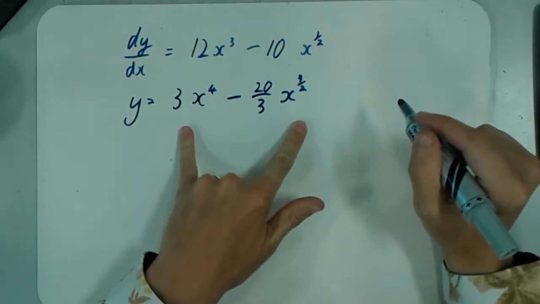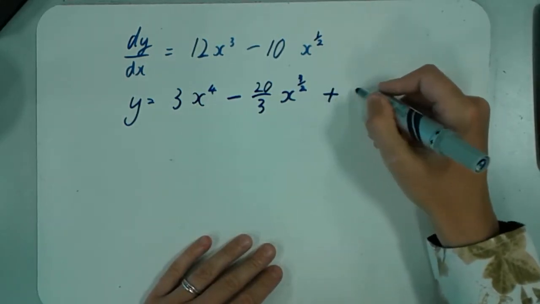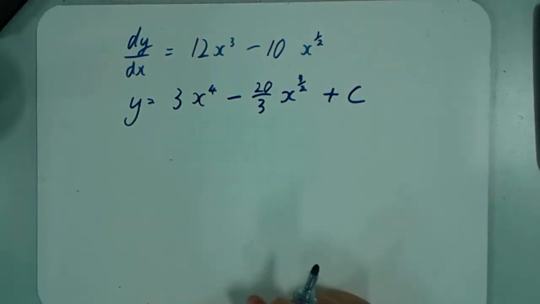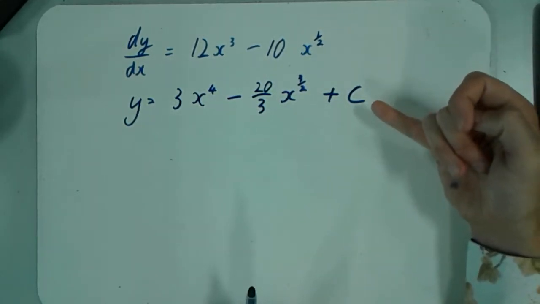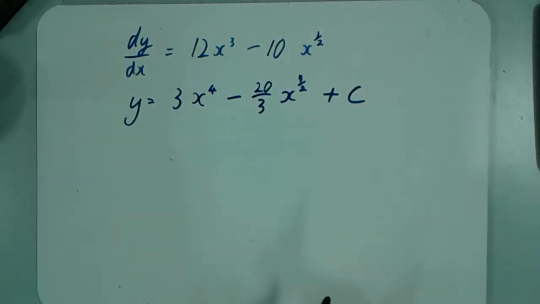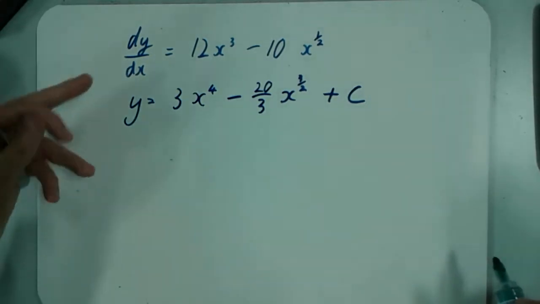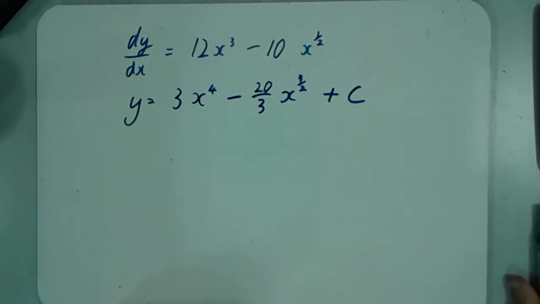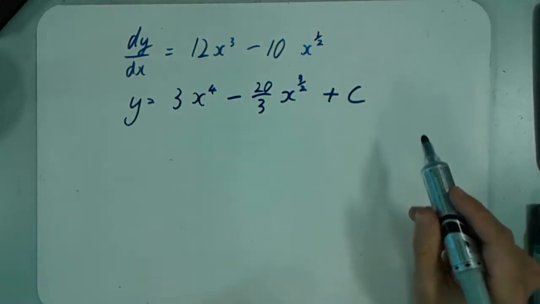So that appears to be our function, but there's something we've forgotten. There could have been some constant added on at the end. When we differentiate, we lose the constant, so there may be some constant, some plus c, that we need to add in. How could we find what that plus c is? Well, at the moment, we don't have sufficient information, so we know it will be something of this form with some constant added at the end.